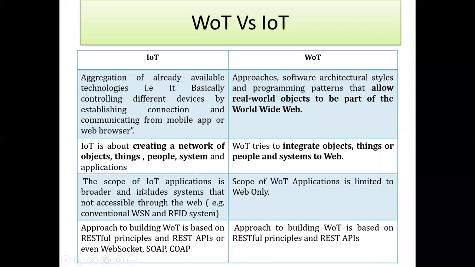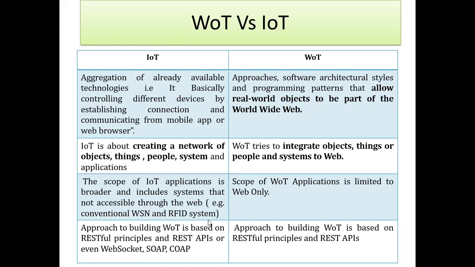Then the scope of IoT applications is broader, and it includes systems that are not accessible through the web, like conventional WSN or RFID systems. These are not accessible by the web. The scope of WoT applications is limited to the web only. We can access these applications through the web only.